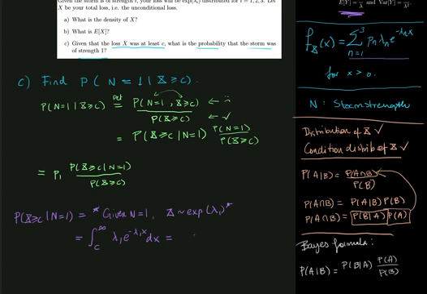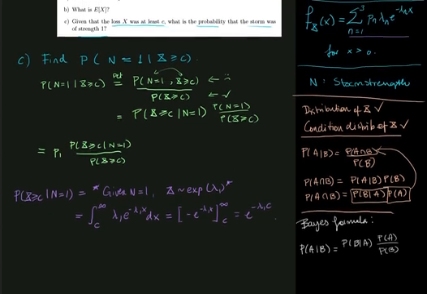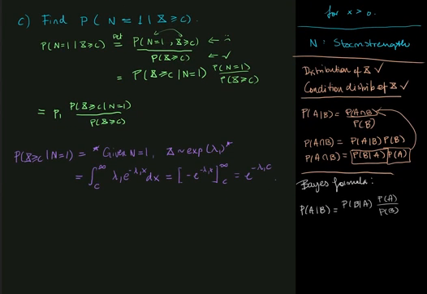And after I figure that out, the antiderivative here is minus e to the minus lambda 1 x, which I evaluate between the bounds infinity and c, and this gives me e to the minus lambda 1 c. So that was the numerator, and now we will take the denominator.